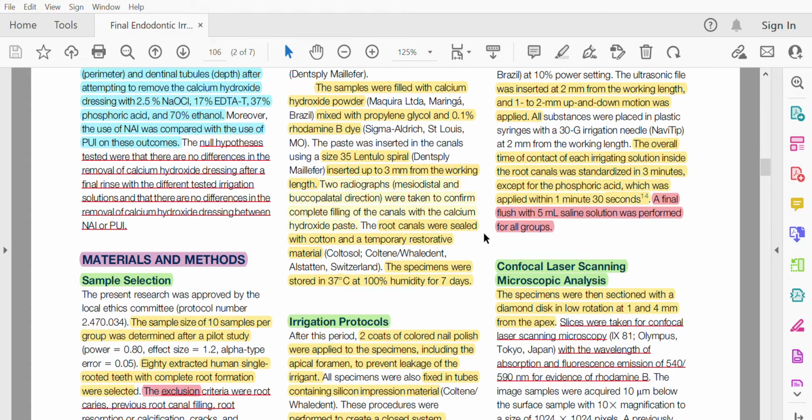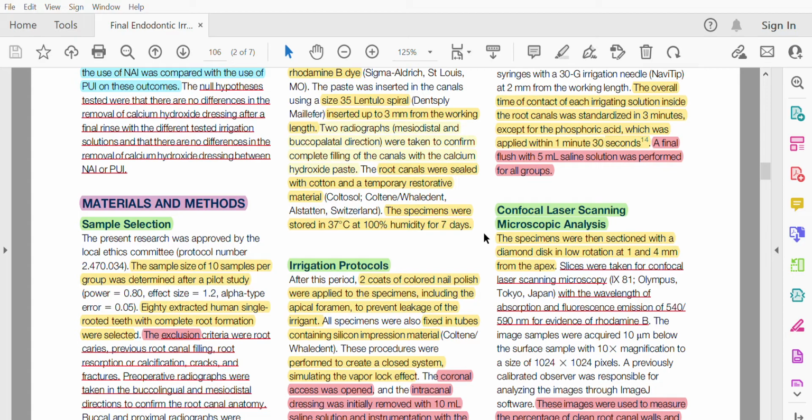According to the methodology, there were 80 extracted human single-rooted teeth with complete root formation. These teeth were randomly assigned to 8 groups. Each group had 10 samples.